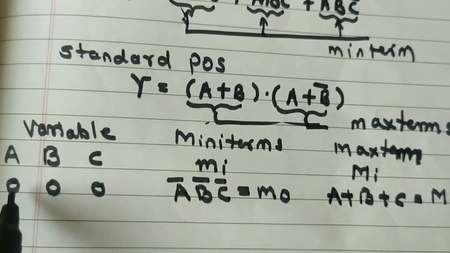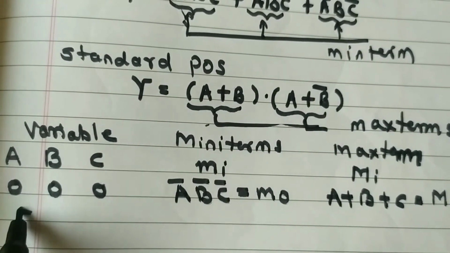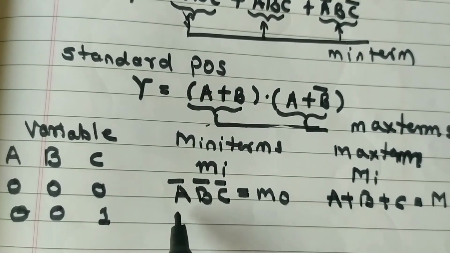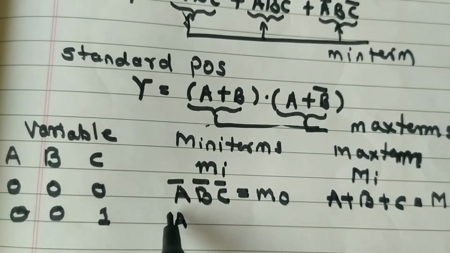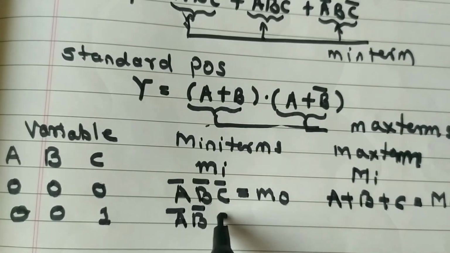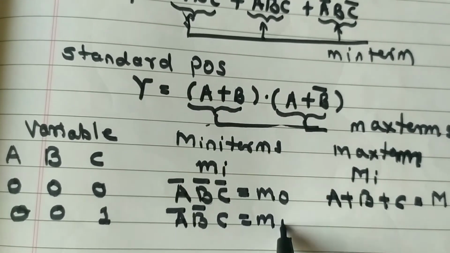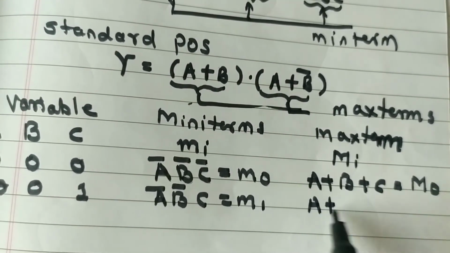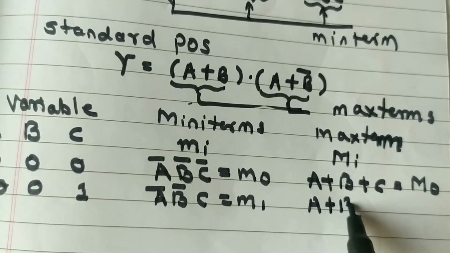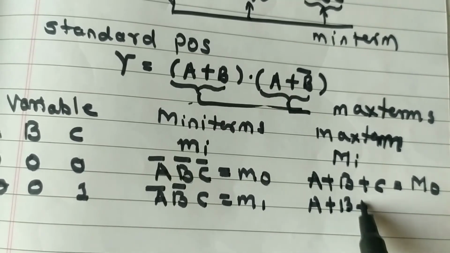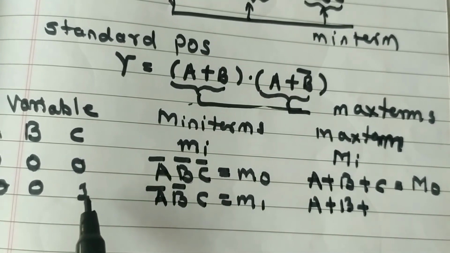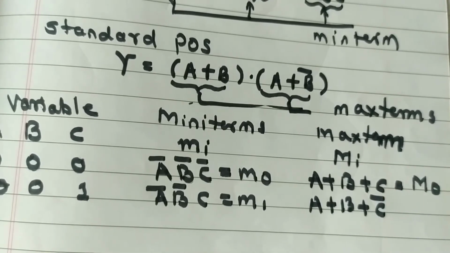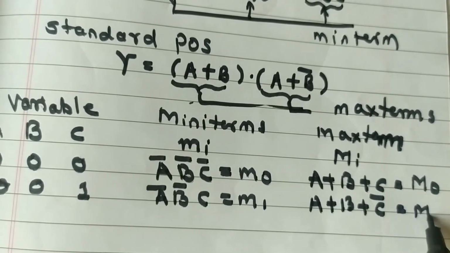For the second condition, if A equal to 0, B equal to 0, C equal to 1, then this minterm is represented by A bar, B bar, C, equal to m1. And here A equal to 0, therefore it is in uncomplemented form, plus B equal to 0, therefore again uncomplemented form, and the value of C is equal to 1, therefore in the sum term it is represented in complemented form, its value equal to M1.